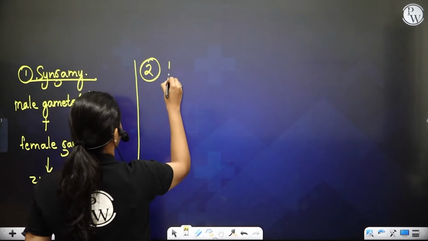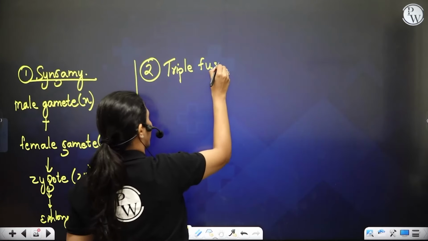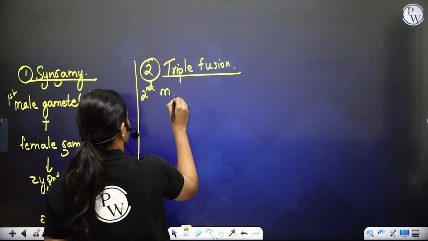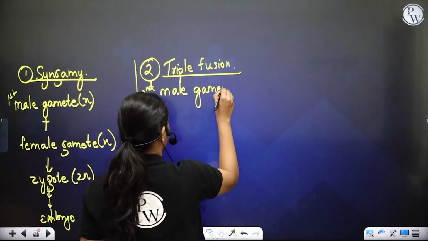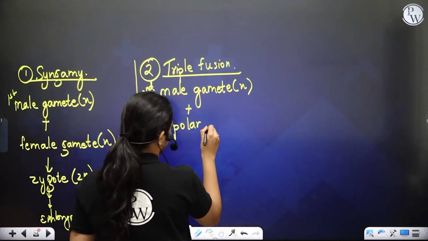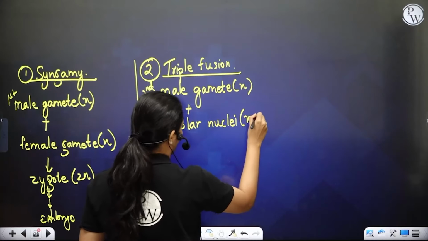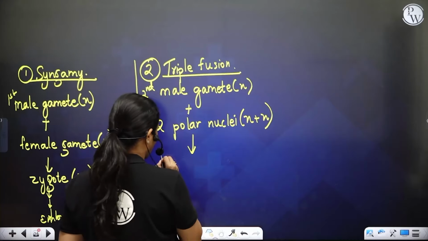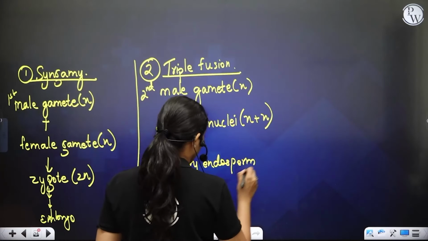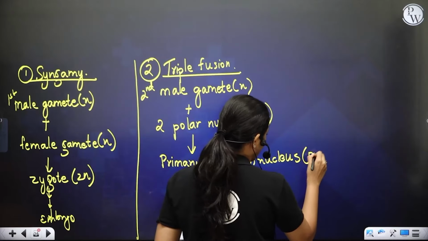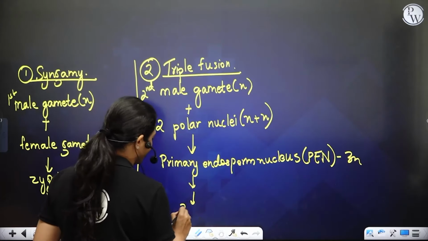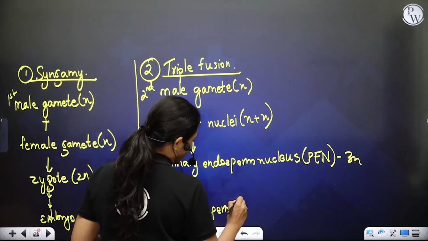In the second fertilization, which is called triple fusion, three haploid nuclei fuse. You have the second male gamete, this second male gamete, which is haploid, will fuse with the two polar nuclei which are both haploid and form a triploid structure which is called primary endosperm nucleus. In short, it is called PEN. This is triploid. Eventually this will divide and form the endosperm. So the endosperm is also triploid.